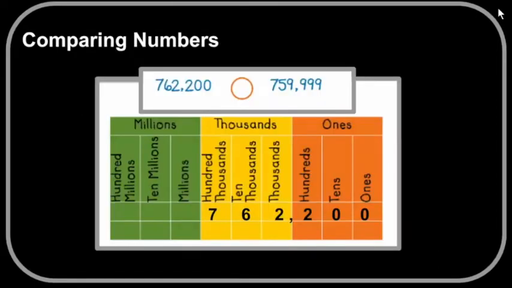Another component of 4.NBT.2 focuses on comparing numbers. As fourth graders begin to compare larger numbers, they expand on foundational place value understanding as they evaluate the value of each digit. Students recognize that 762,200 is greater than 759,999 because of the value of the digits in the 10,000s place.